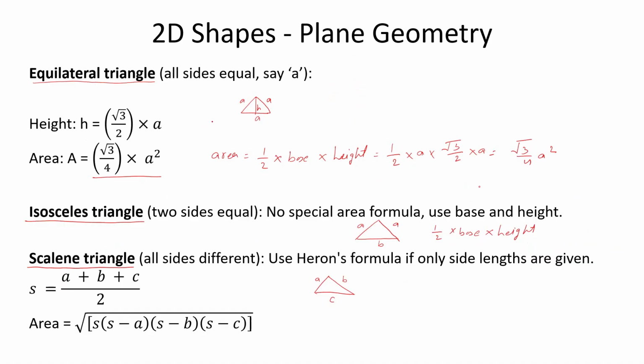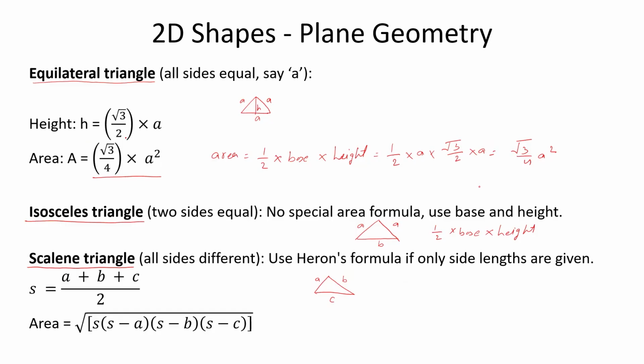Next is the equilateral triangle. What is an equilateral triangle? When all sides of a triangle are equal. So this side is A, the length of this side is A, this is also A. That is known as an equilateral triangle. And the height of an equilateral triangle is root 3 by 2 into A. If the side is A, height is equal to root 3 by 2 into A.